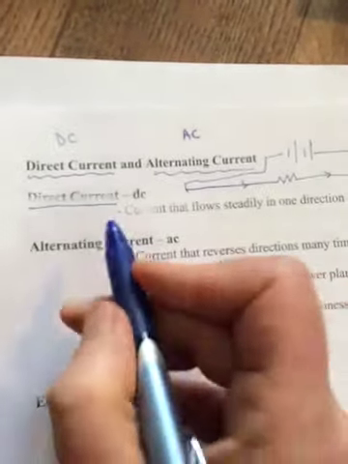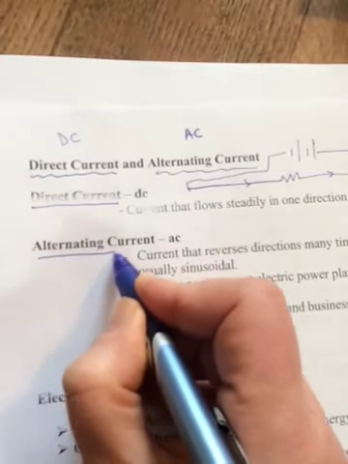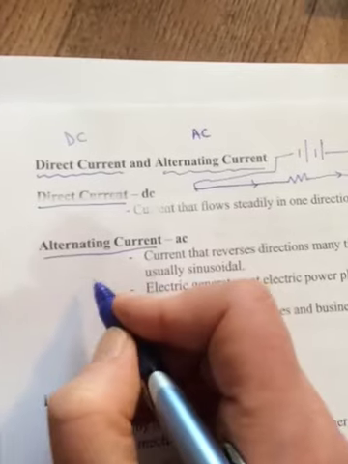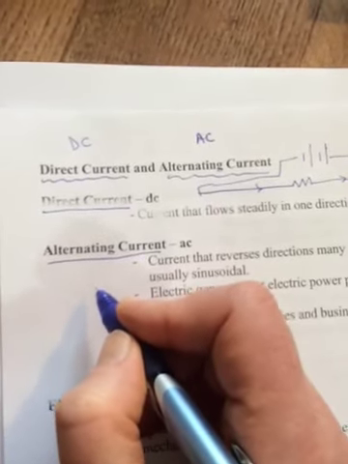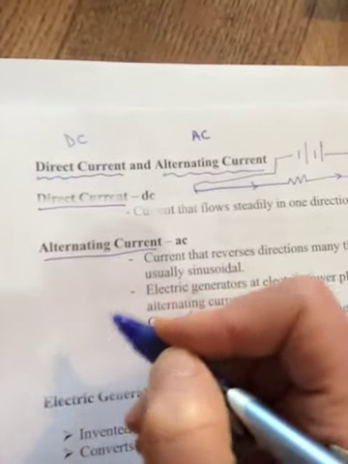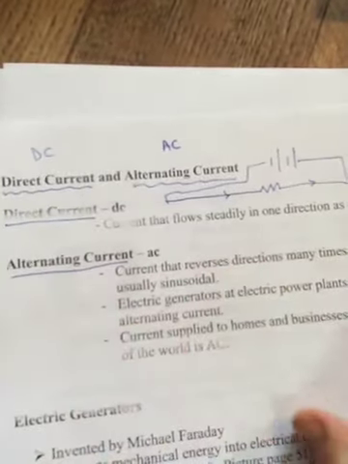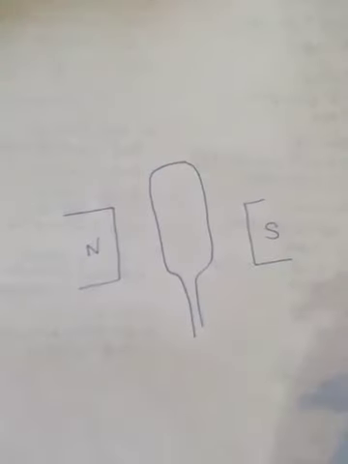But really what we use most in our life is alternating current, okay? So it's current that changes its direction many times in a second. It reverses directions many times per second. And it's usually sinusoidal. I can give you a copy of these notes when I see you again. I just want to talk about how we make this alternating current.